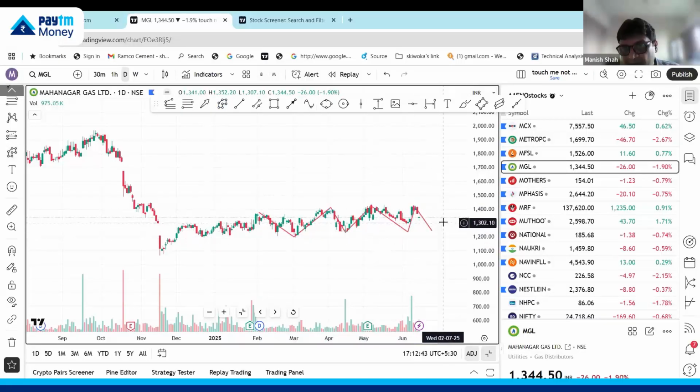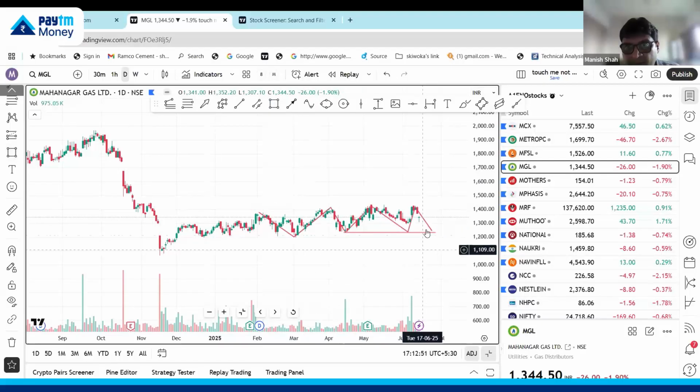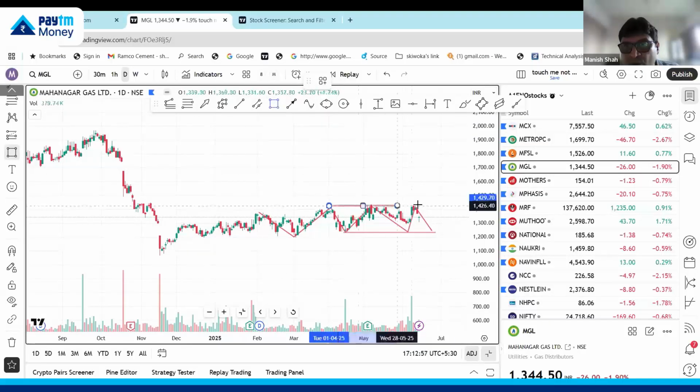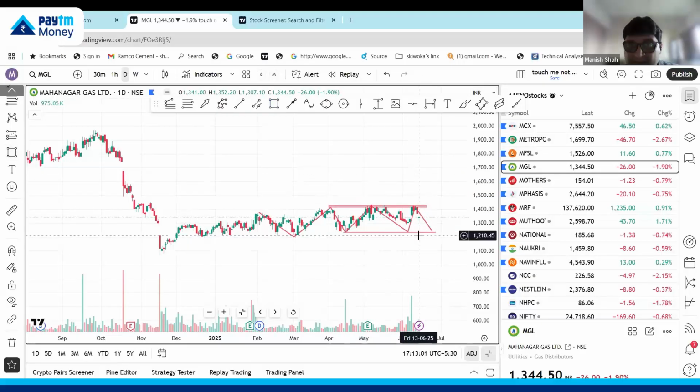Okay. Maybe here or here. Okay, I can wait for the prices to drop down to this level. Okay, then wait for something to happen. Okay, and I can expect the prices to go up till here. This can be a safe trading way to do it, depending on how you look at it.